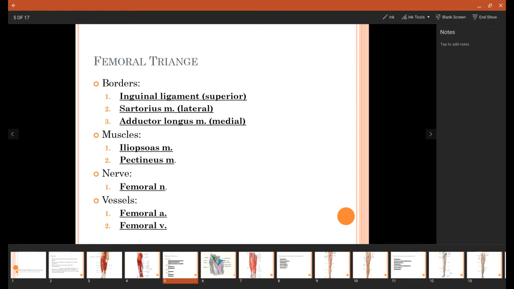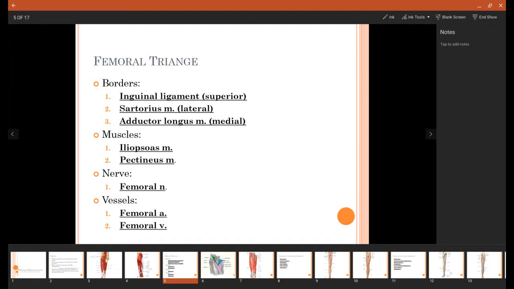We're going to start off by covering something called the femoral triangle. And understanding what makes up the femoral triangle and what is found in it is really going to help you out when you're looking at a cadaver. So the borders of the femoral triangle are going to be the inguinal ligament as the superior border. The lateral border will be sartorius muscle, and then the medial border will be the adductor longus.